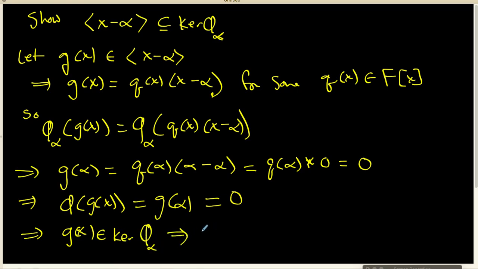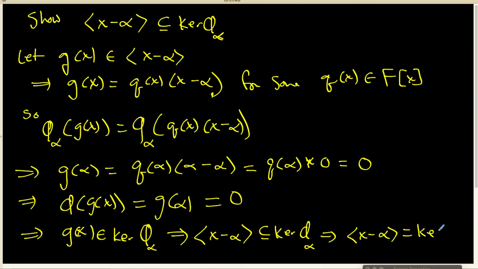And that's enough to say that the principal ideal generated by x minus alpha is a subset of the kernel. And with our previous work, that says the principal ideal generated by x minus alpha and the kernel are actually one and the same set. And that ends the proof.